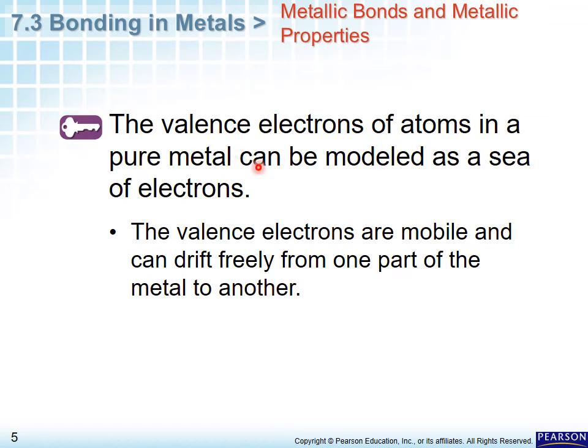The valence electrons of atoms in a pure metal can be modeled as a sea of electrons. The valence electrons are mobile and can drift freely from one part of the metal to another. Think of thousands or millions of atoms together forming a piece of metal, where each atom has one or two free valence electrons, so they can flow everywhere, from one corner to another, like a sea. That's why metal is an excellent conductor.